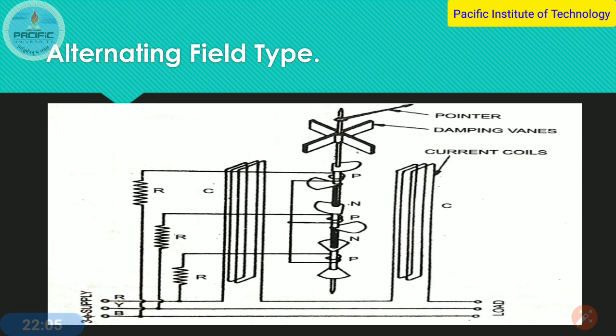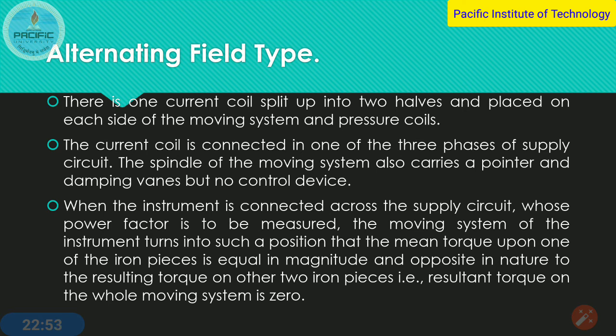So here is the diagram of the alternating field type moving iron power factor meter. So here are the three coils PN, PN and PN, each supplied with the three phase through a non-inductive resistance R. We can find that there are two current coils which are connected in one of the phases, either R, Y or B. There is a pointer mounted on the same spindle, and there are damping vanes also mounted on the same spindle, with no control device. Right? So there is one current coil which is split up into two halves and placed on each side of the moving system and pressure coil. The current coil is connected in one of the phases of the three phase supply.